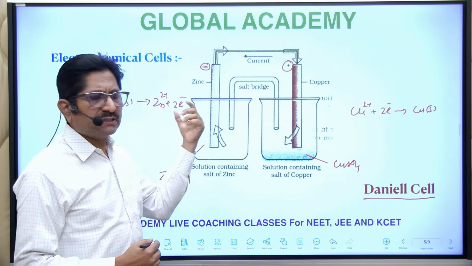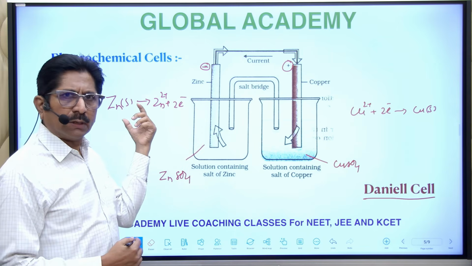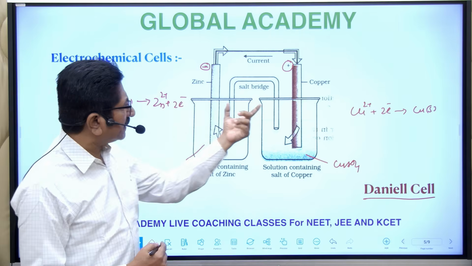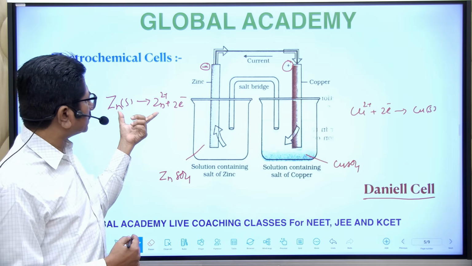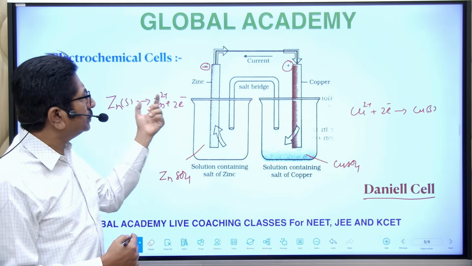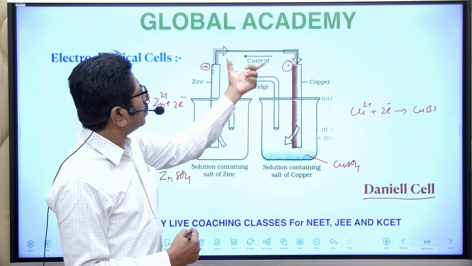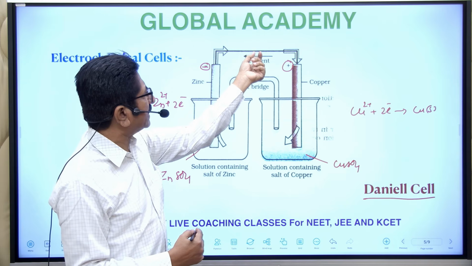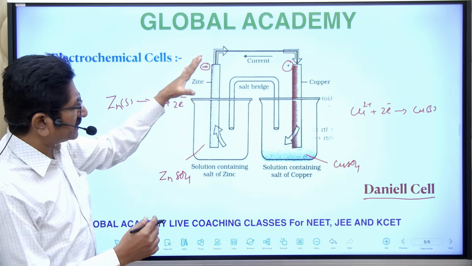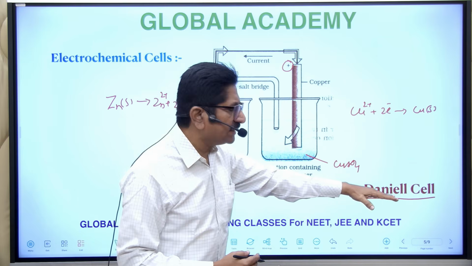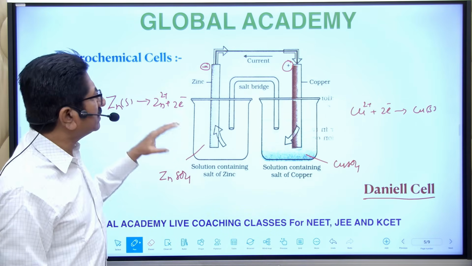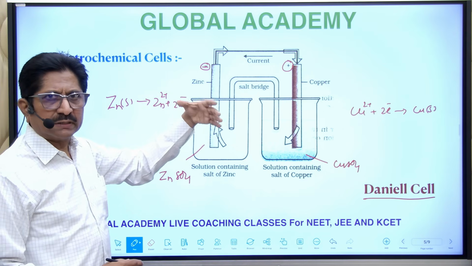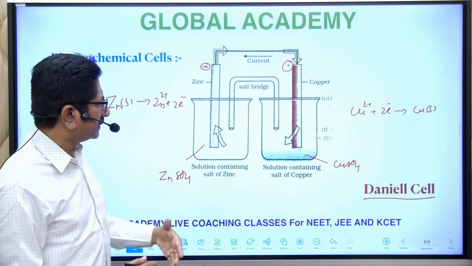Now, the reduction reaction takes place at the copper electrode and the oxidation reaction takes place at the zinc electrode. Due to these reactions, a potential is generated here, and that potential we can see. This type of setup, as I already said, is a Daniell cell example, and this type of cell we call an electrochemical cell. The definitions we will study later.